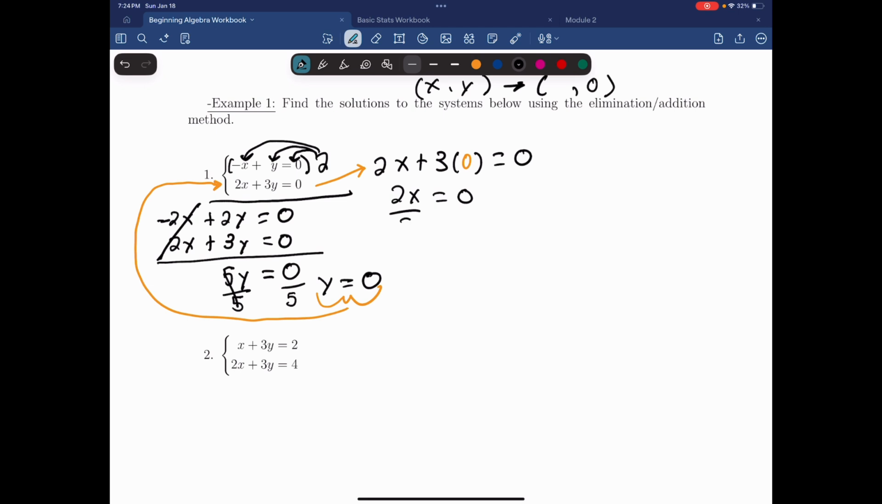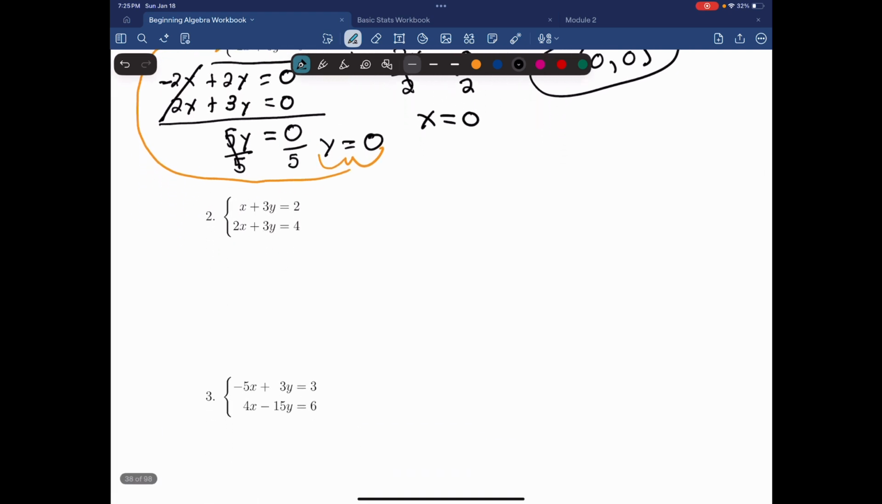And now to solve for x, I'm going to divide by 2 on both sides. And we get x equals 0. Well, we got x equals 0 and y equals 0. So that's perfect. That's exactly what we need. So our solution to the system of equations is actually 0, 0, the origin.